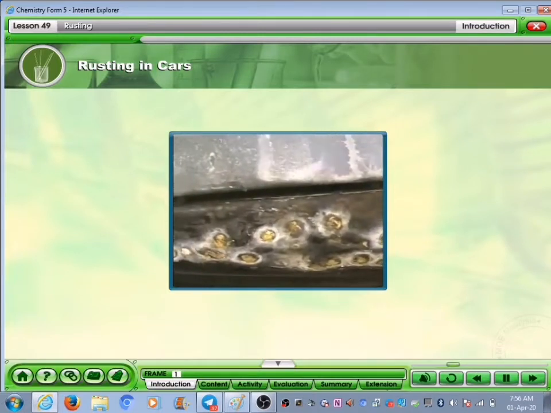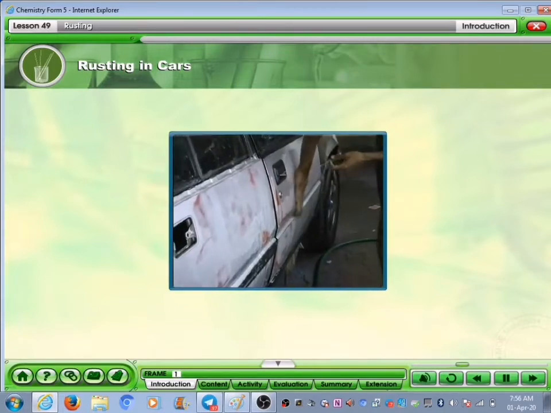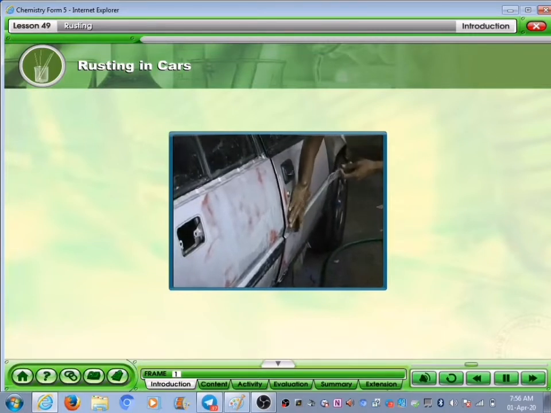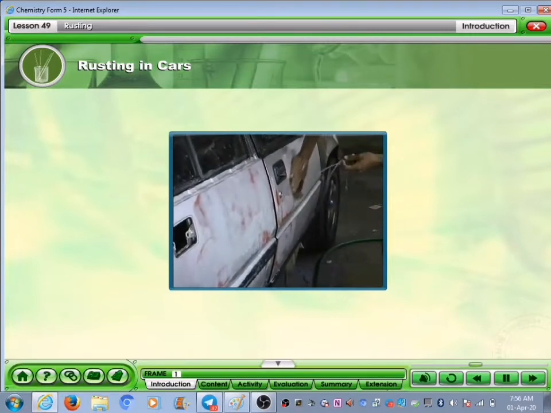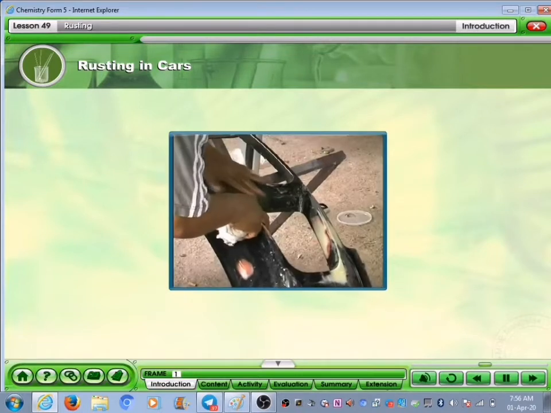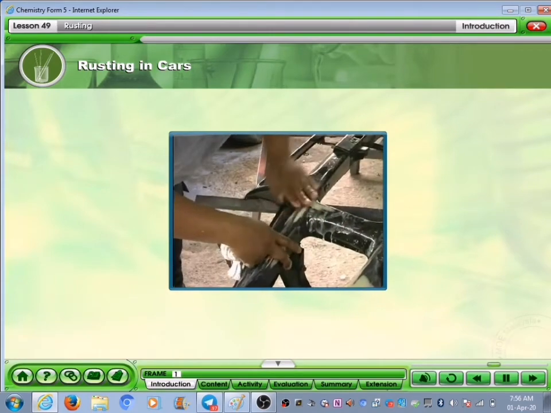Do you know what is that yellowish-brownish substance that they are removing from the car? It is rust. How does rust form?